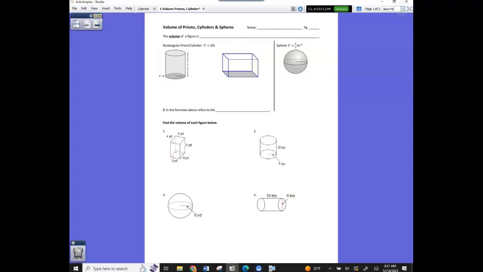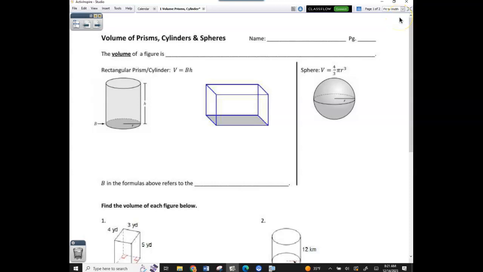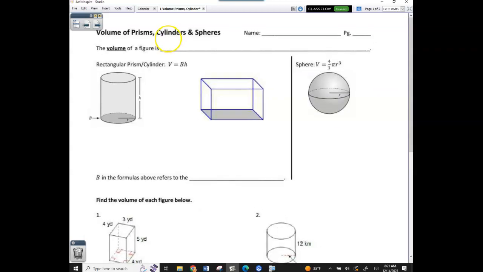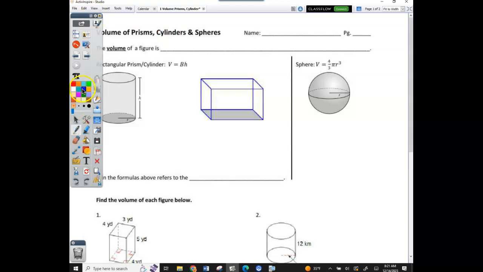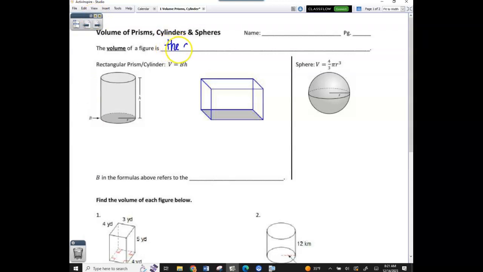So let me zoom in. 83, maybe. We'll check on that. The volume of the figure is the amount needed to fill it in. 83. This is 83, by the way. It's the amount needed to fill it in.